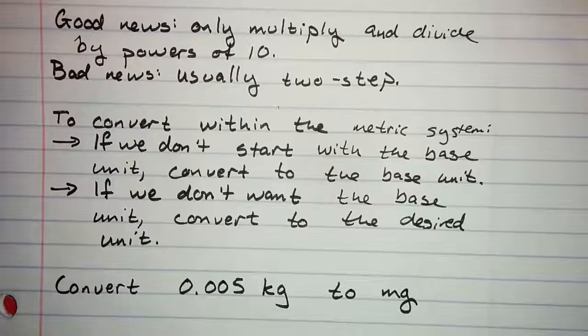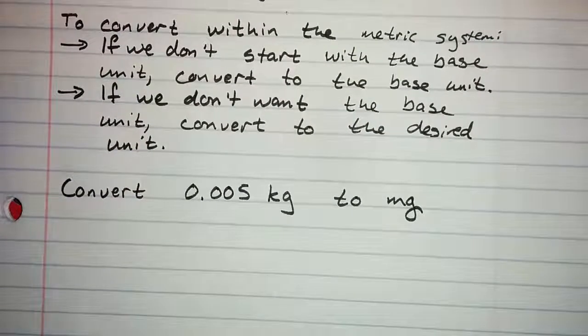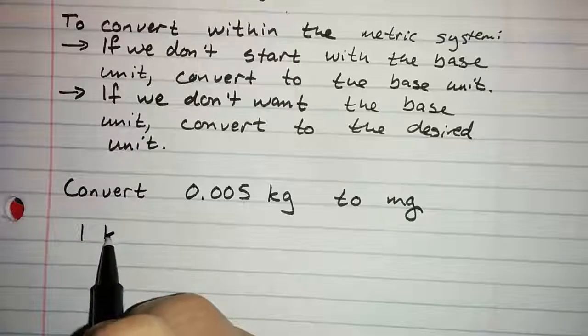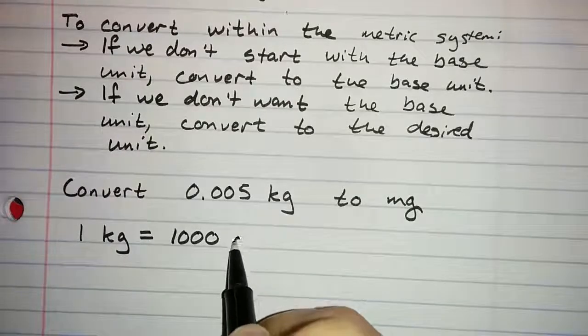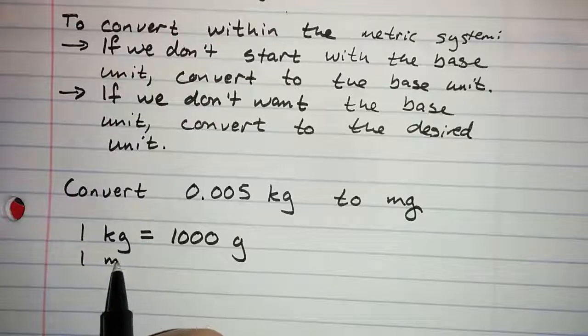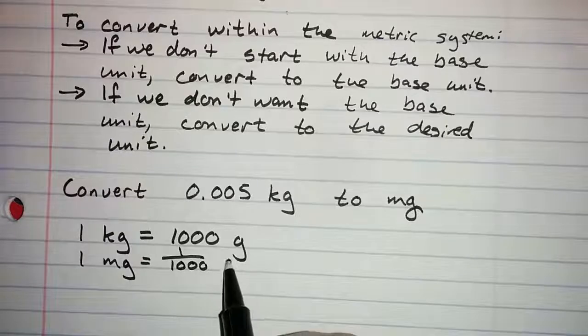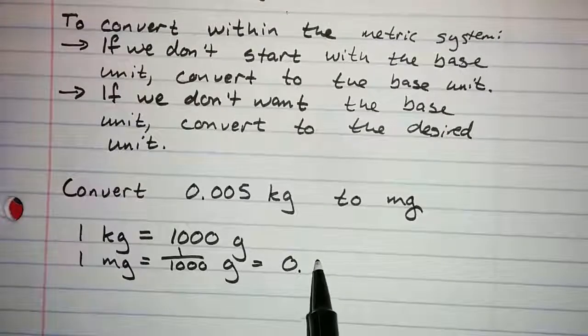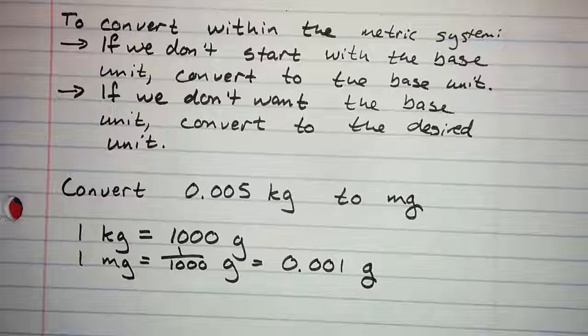Let's suppose we want to convert 0.005 kilograms to milligrams. First we read the prefixes. 1 kilogram equals 1,000 grams, and 1 milligram is 1/1000th gram, or 0.001 grams.